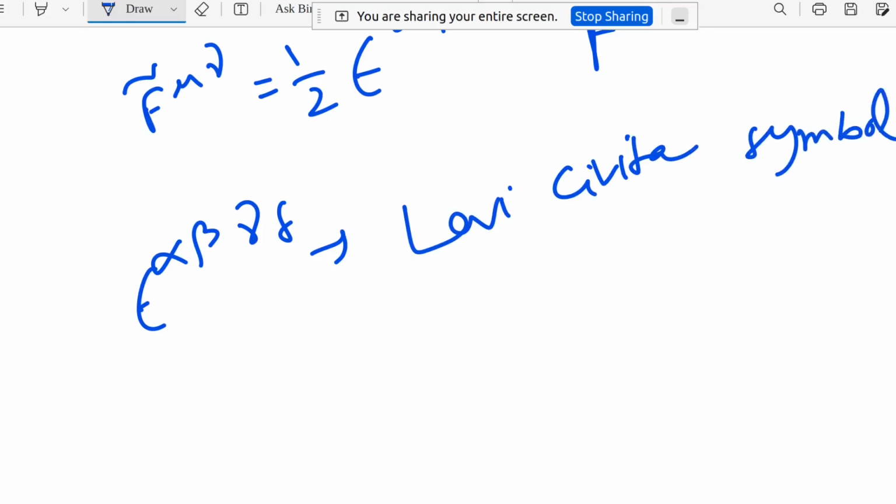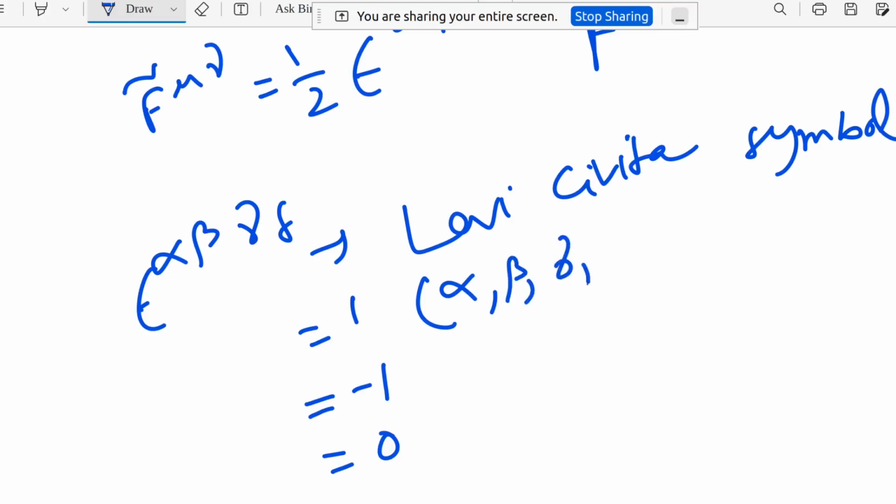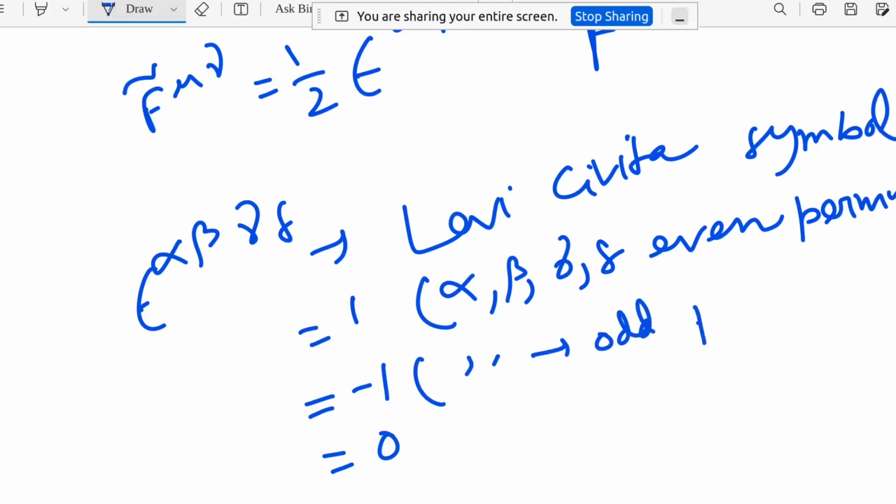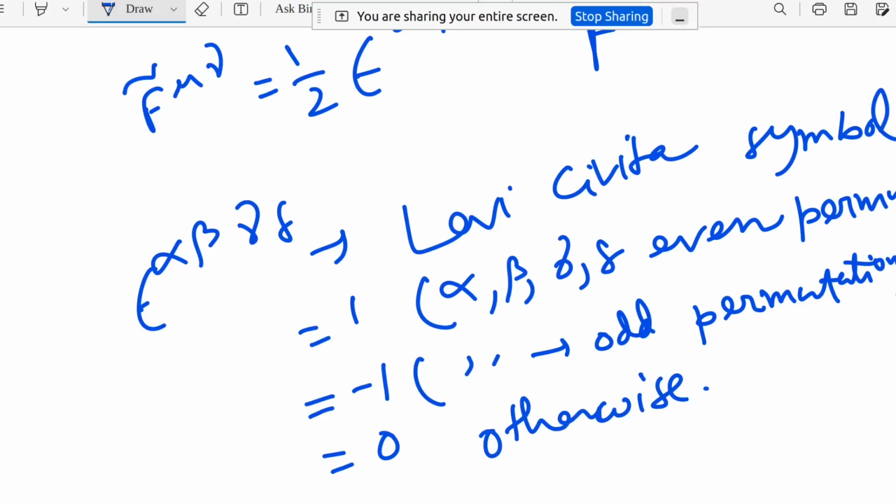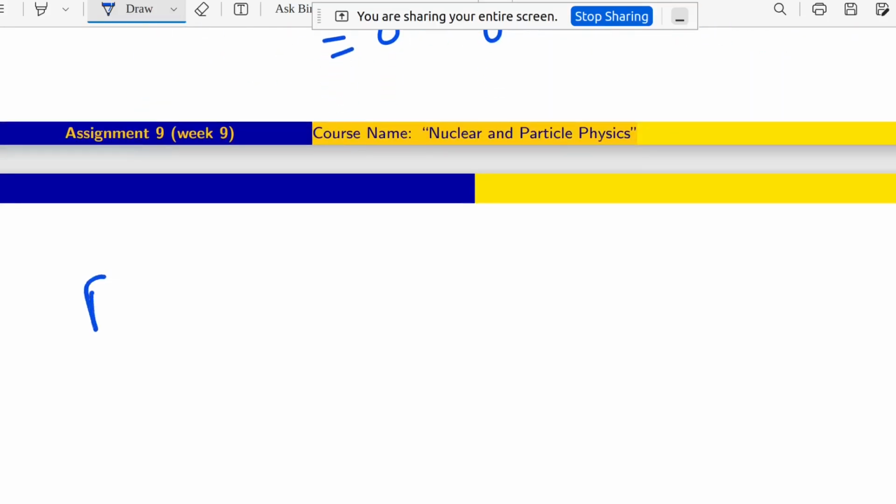And I think you all know the property of this: it is minus 1, plus 1, and 0. It is +1 when alpha, beta, gamma, delta are in an even permutation, and -1 when these are in an odd permutation, and otherwise it will give the value of 0. Okay, so now we know the expression for the F mu nu matrix.